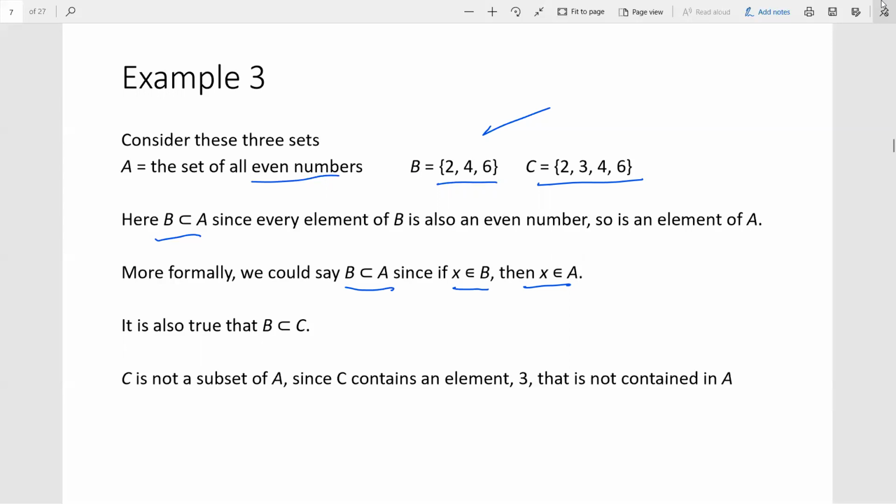It's also true that B is a subset of C, because 2, 4, and 6 are the elements of B, and they're obviously in C. Now, C is not a subset of A, since C contains the element 3, which is an odd number. It's not even, so it's not contained in A. I think all of this is pretty straightforward.